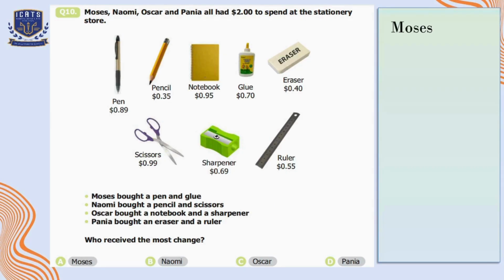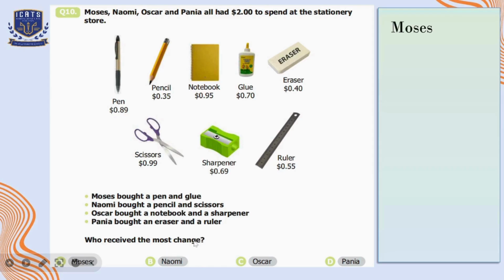Question number 10. Moses, Nomi, Oscar, and Pania all had $2 to spend at the stationery store. Moses bought a pen and glue. Nomi bought a pencil and scissors. Oscar bought a notebook and a sharpener. Pania bought an eraser and a ruler. Who received the most change?